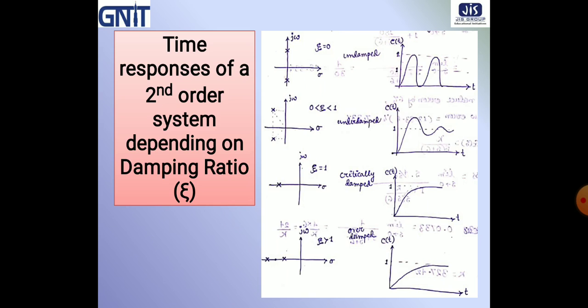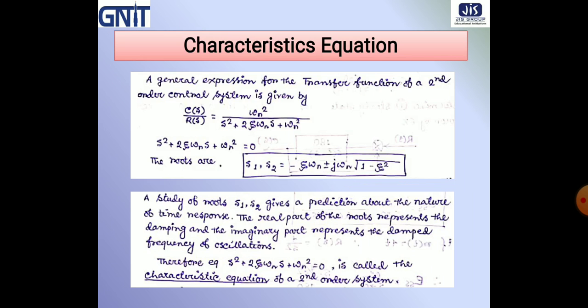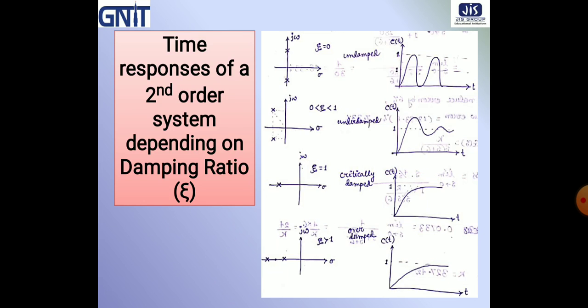Now if zeta is equal to 0, that is our first condition. If zeta is equal to 0, that is the undamped condition. If you put zeta equal to 0 in this equation for S1 and S2, then you can find that we get two values of S1 and S2. That means the poles of the system will be on the imaginary axis, and this is our imaginary axis, this is our real axis.